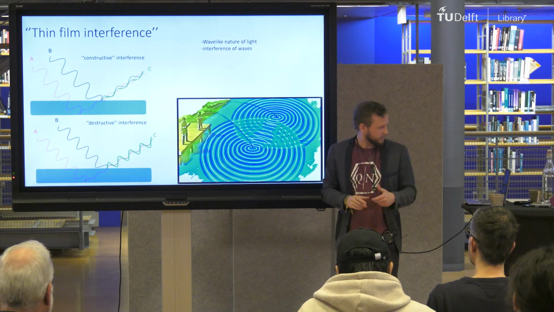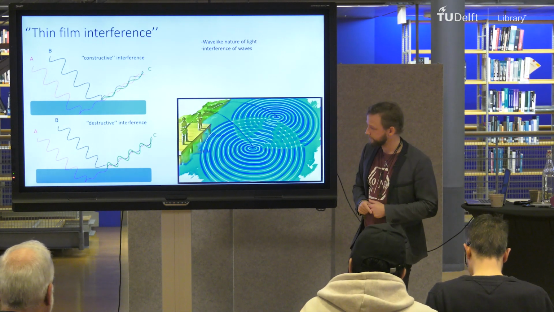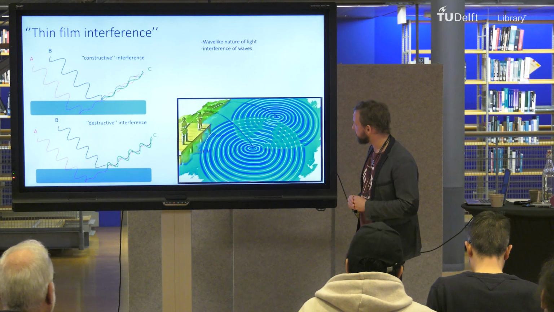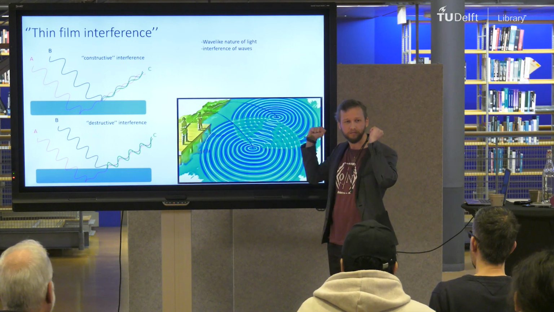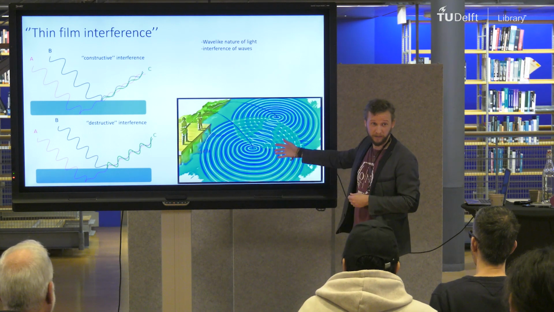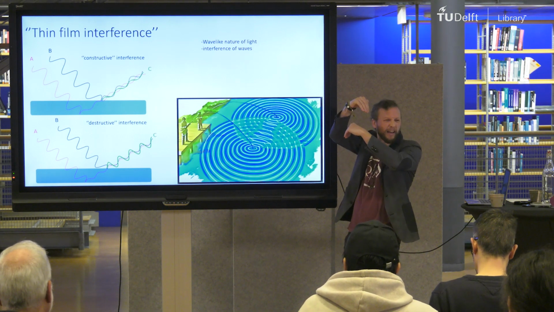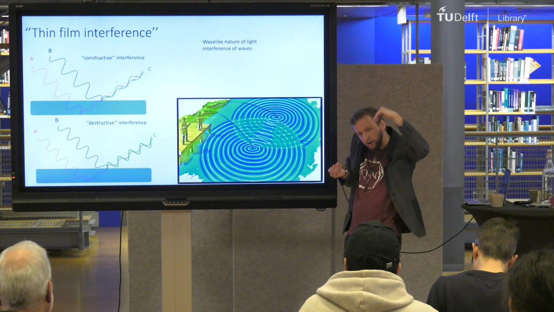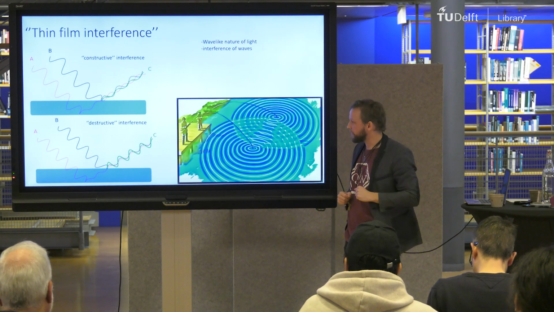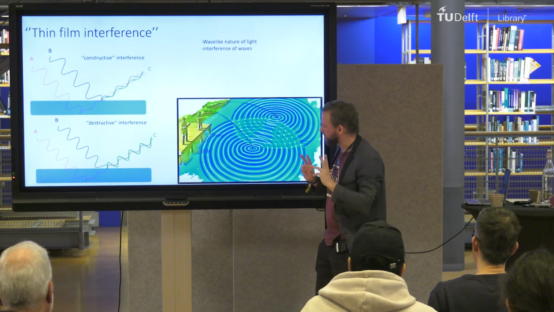So in physics, we have this effect called thin film interference. Right. So imagine I throw 2 stones in water, and these waves will form these patterns. And if you have 2 upstanding waves, you can add them together. And if you have an upstanding wave and a lower wave or a valley, they will be destructed, or they will lower.